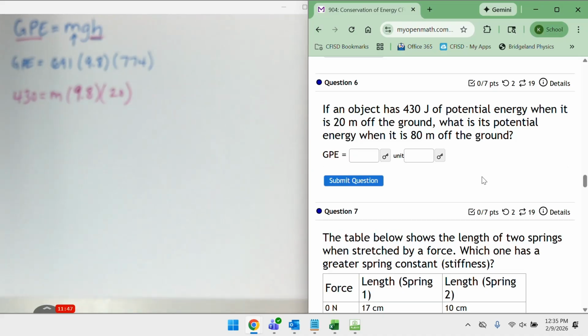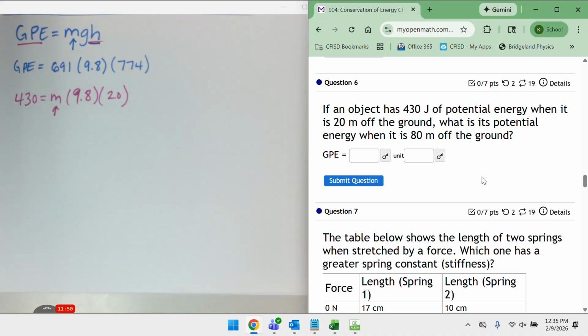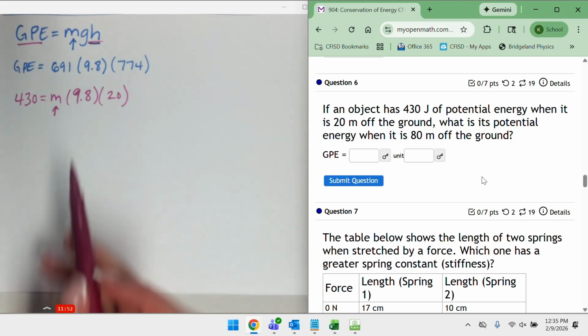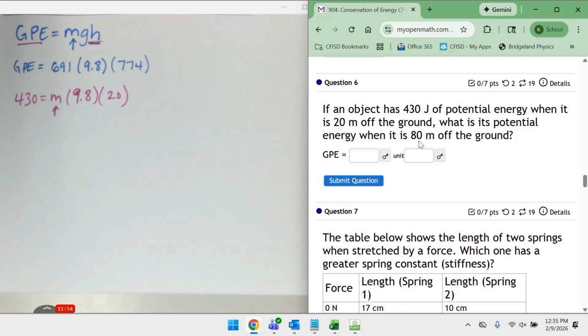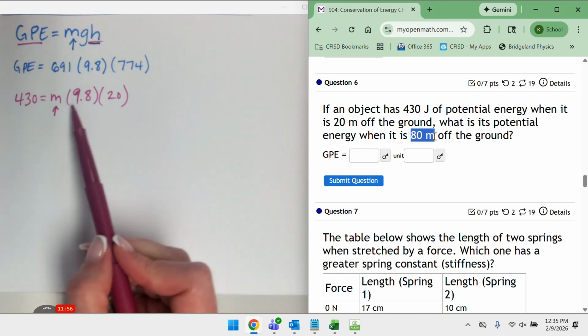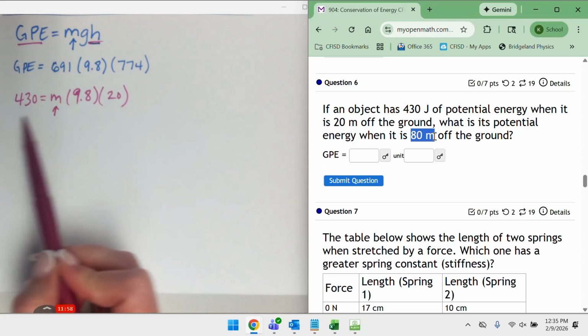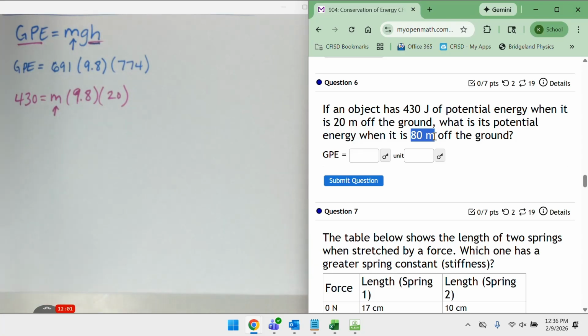You could use that information to solve for mass, and then once you know the mass, you could then plug it back in with this other height of 80 meters and have that mass times 9.8 times 80 and figure out what you get. But you don't have to. Again, that takes a couple of steps. All this is a proportional reasoning problem.